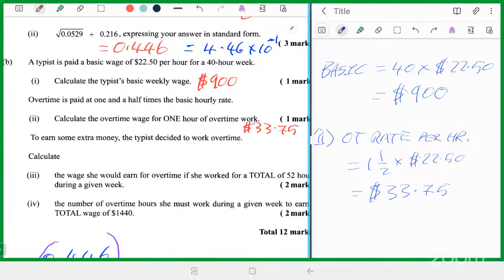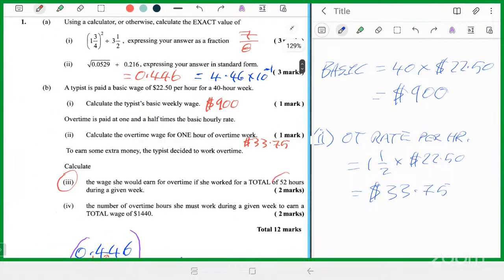33.75. Then it says, to earn some extra money, the typist decided to work some overtime. I guess there are 2 options, right? She's going to work overtime. Let's see what she does in the first option. It says, calculate the wage she would earn for overtime if she worked a total of 52 hours.